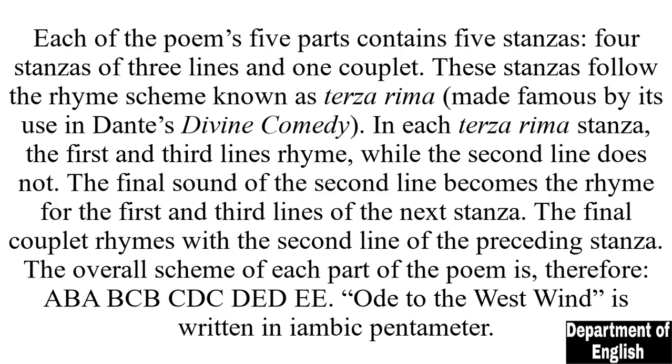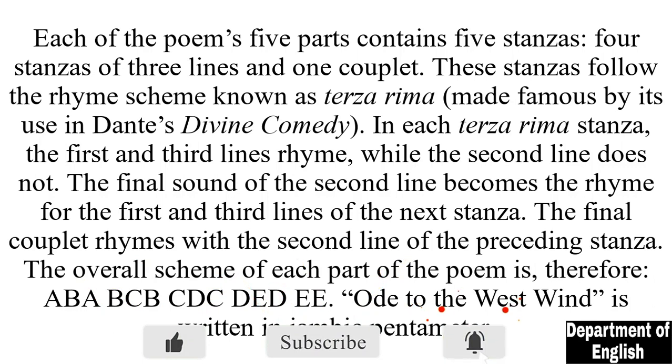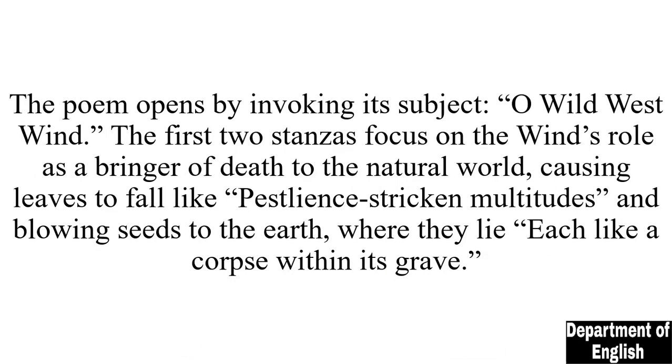The overall scheme of each part of the poem is therefore A, B, A, B, C, B, C, D, C, D, E, D, E, E. Ode to the West Wind is written in iambic pentameter. The poem opens by invoking its subject, a wild west wind.